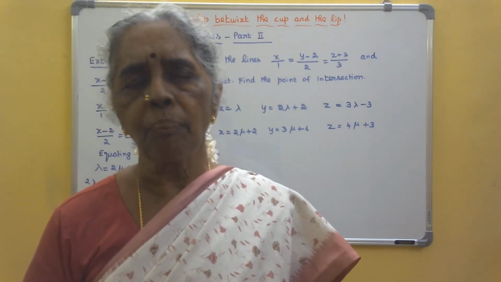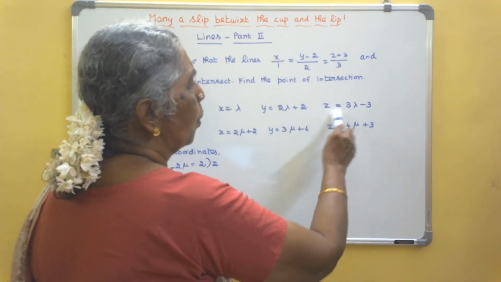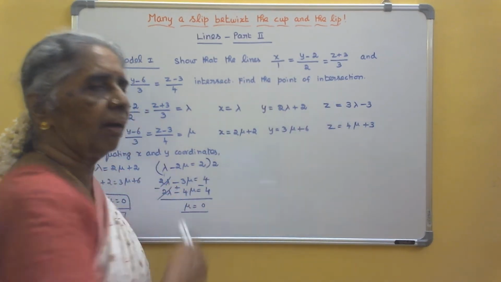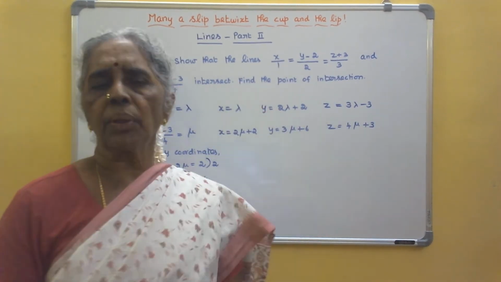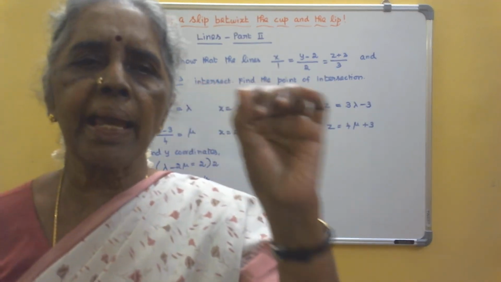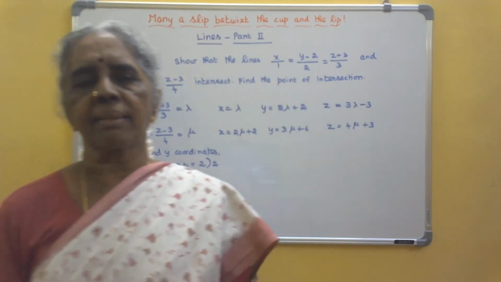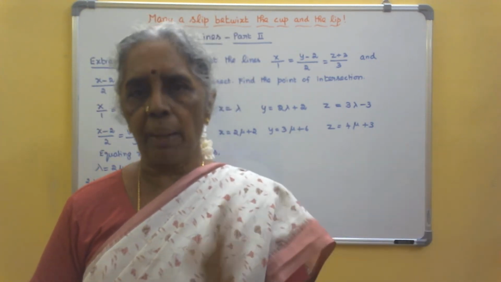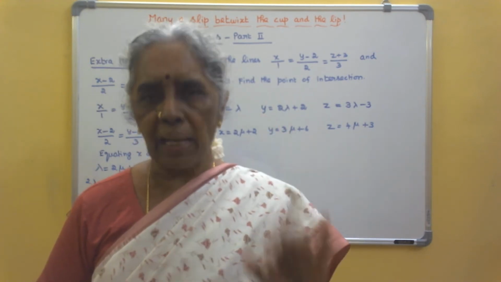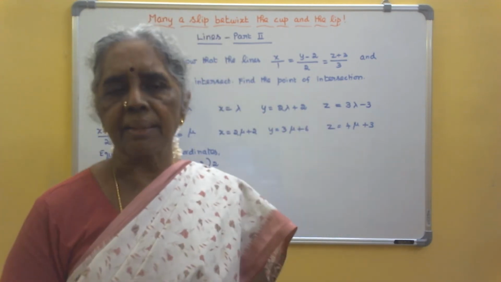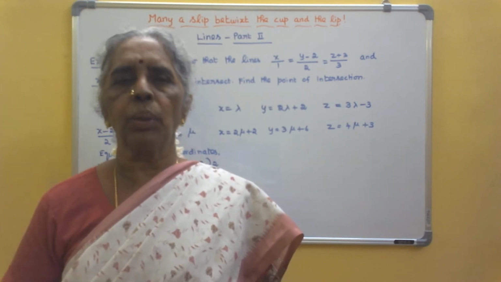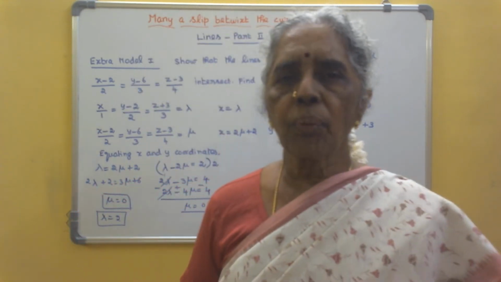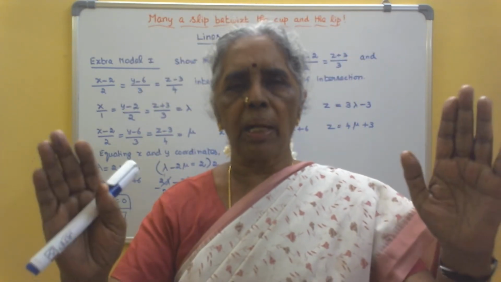Now, what we have to do, no? We have to take the z coordinates now. You substitute lambda is equal to 2 here and mu is equal to 0 here. If you get the same point, that means the two lines intersect. Do you follow? After getting the values of lambda and mu, substitute the values in the z coordinates. If you get the same z coordinate for the two lines, then the two lines intersect. If you are not getting the same, that means the two lines don't intersect.